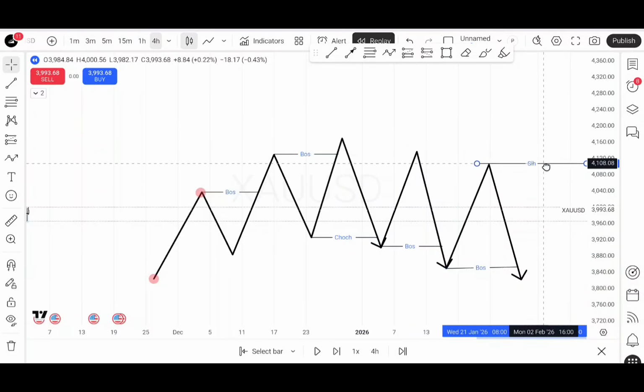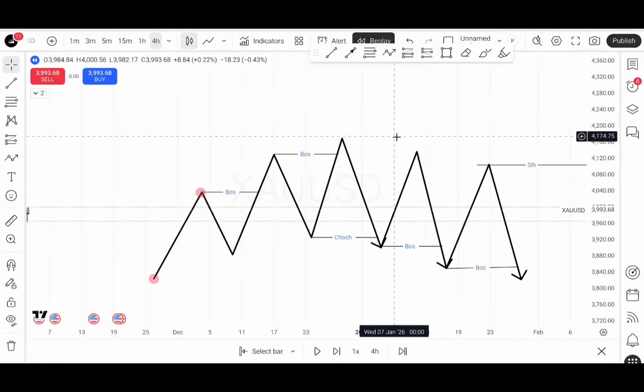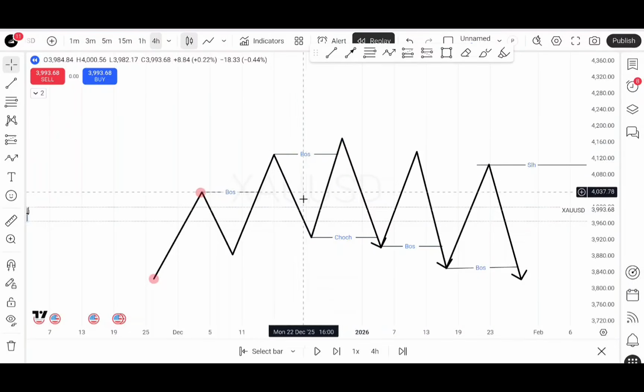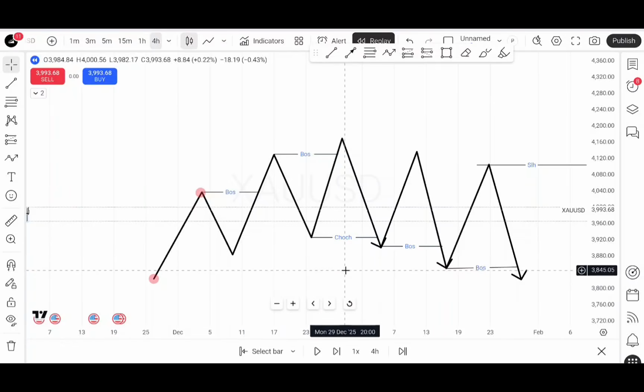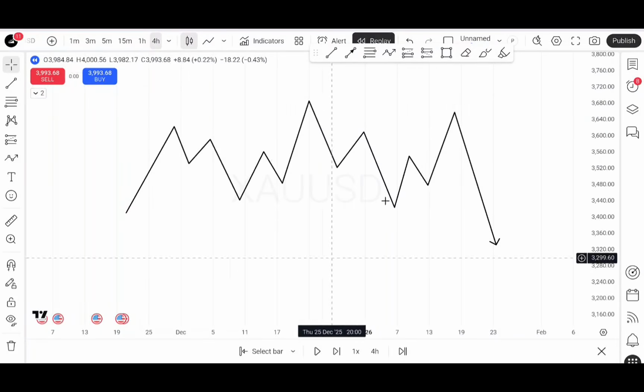You see, pretty much simple. But then the market does not always move very simple like this. The market has so many ups and downs. So I'm going to take you through a more complex market structure. You see how this looks.